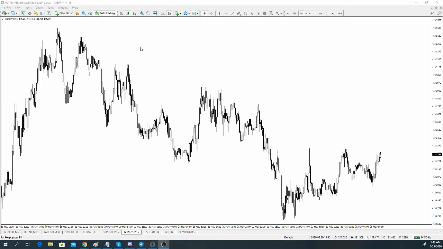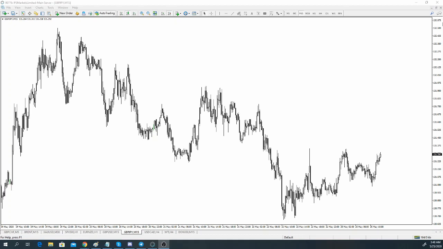Today we're going to talk about multi-time frame analysis. The reason is that it's important for you to understand how it works, why it works, and how to utilize it, right? When I'm talking about multi-time frame analysis, I'm talking about analyzing levels on multiple time frames.